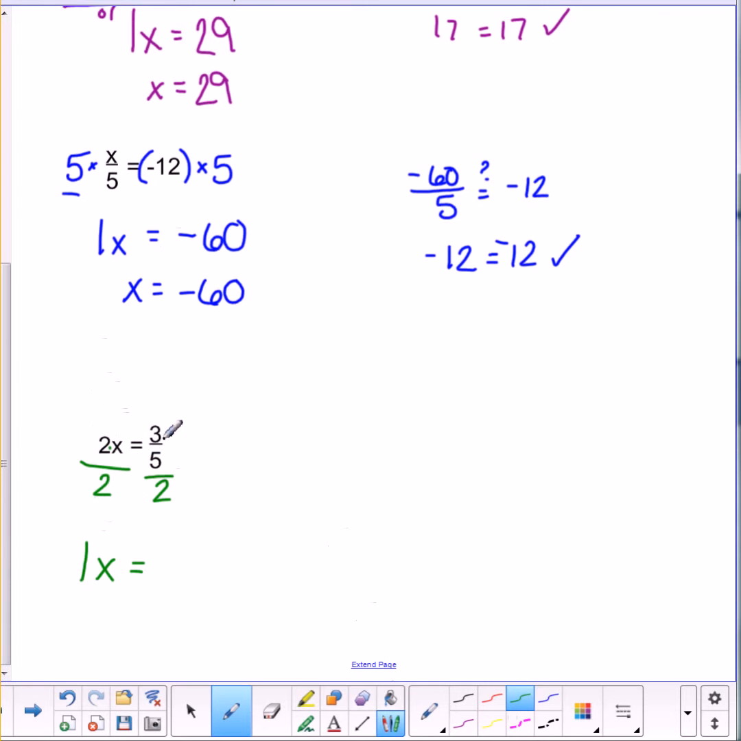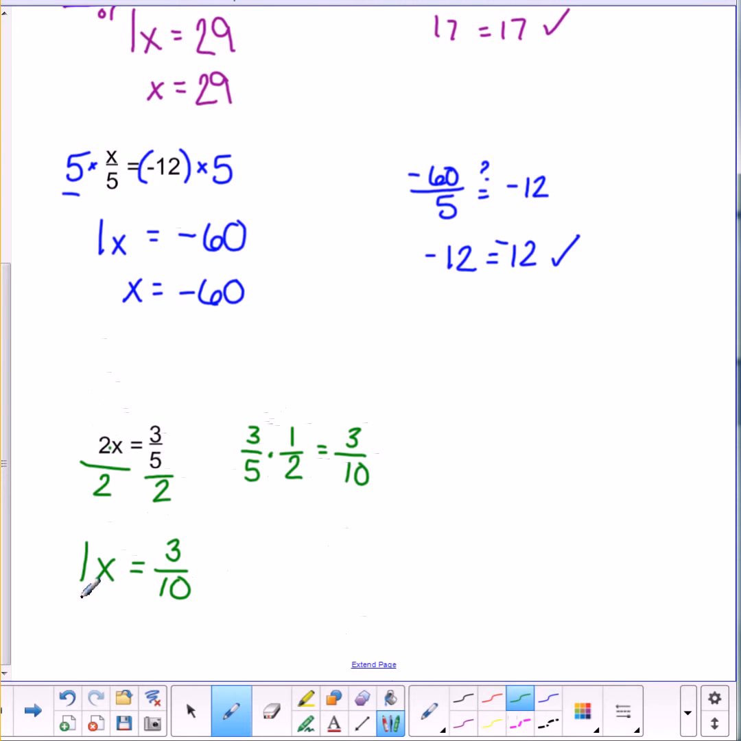However, over here, we need to take a fraction divided by 2. Remember, when you are dividing a fraction, it's easiest if you multiply by the reciprocal. So the reciprocal of 2 is 1/2. We're going to multiply that out. 3 times 1 is 3, and 5 times 2 is 10. So we get 3/10 as our fraction on the other side of the problem.